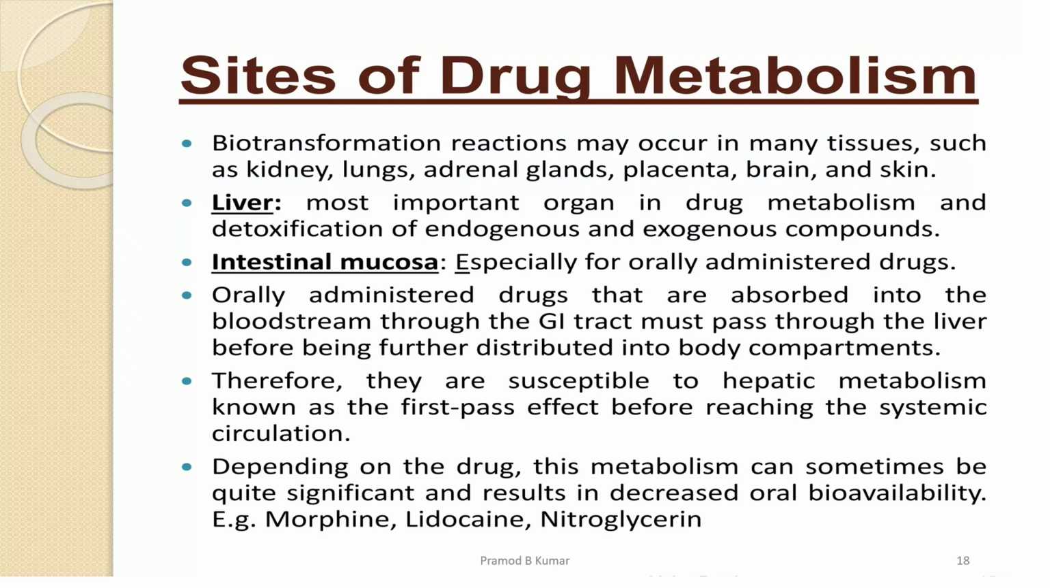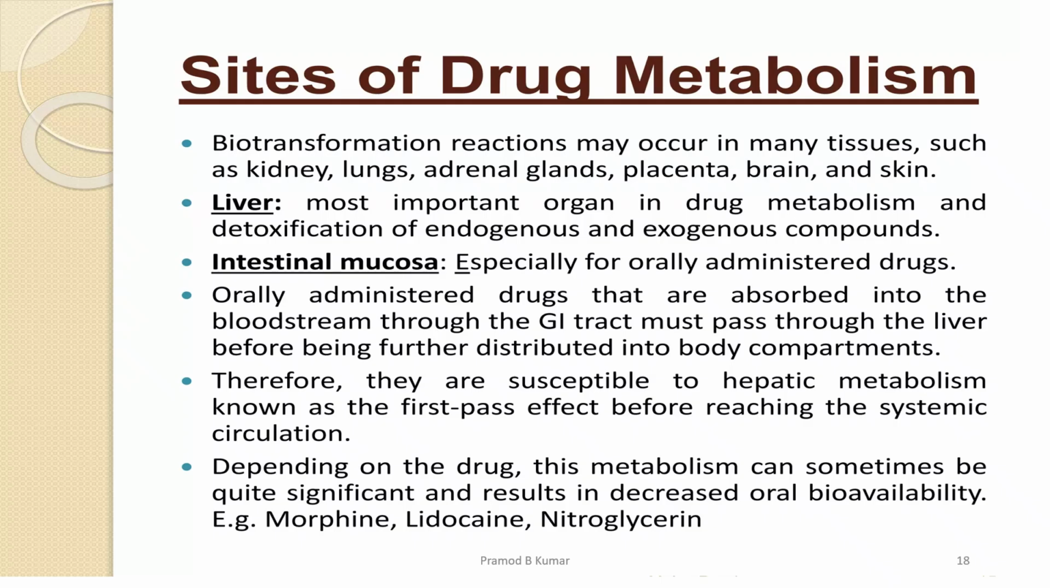the body, like the neurotransmitters and all that, and exogenous compounds that are xenobiotics. So they are the targets. So liver is a site. Others are intestinal mucosa, especially for oral drugs. Like if you see, some of the drugs get metabolized in your liver and intestinal mucosa.